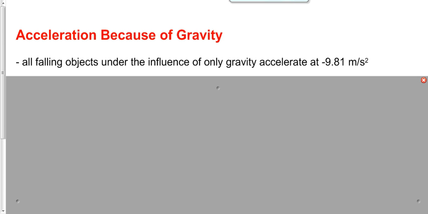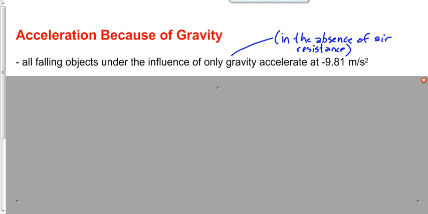We're going to shift gears and go back to acceleration now from these velocity versus time graphs that we've been working on for the last couple of days. Specifically, we're going to talk about acceleration because of gravity. And what I want to tell you is that all objects under the influence of gravity, if we neglect air resistance, I'm going to put that little note in there, in the absence of air resistance, accelerate at 9.81 meters per second squared.